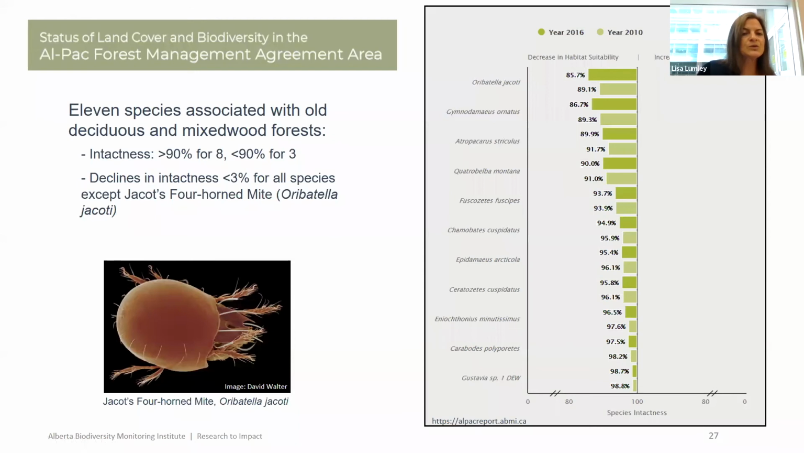So 11 species associated with old deciduous and mixedwood forests were examined in this report. When we look at individual species, we find that all of them have decreased over that 6-year period. Some of them not very much, just 0.1%, whereas some are more significant. Orbitella jacoti has decreased from 89.1 to 85.7%. Almost all species are still more than 90% intact. There are 3 that are at a point where they're less than 90% intact.